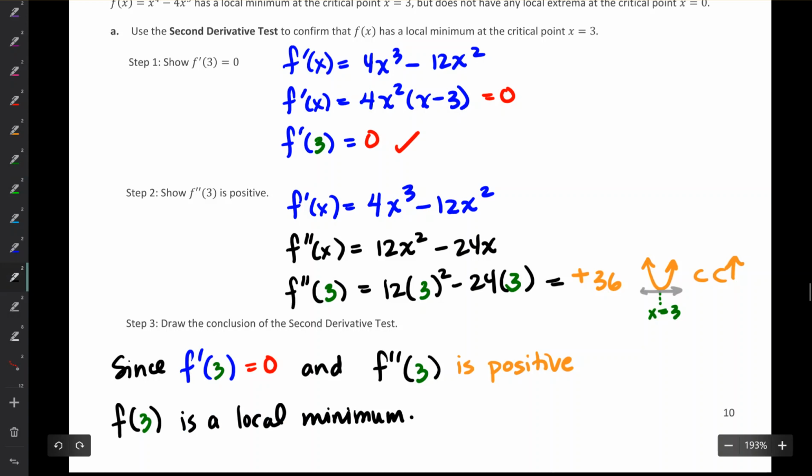Now, I don't know about you, but I feel like that is less work than doing the whole increasing and decreasing test and then interpreting the results. In other words, I think that this is a little bit less work than doing the full first derivative test. Now, the drawback to the second derivative test is when it's inconclusive. So let's look into that.